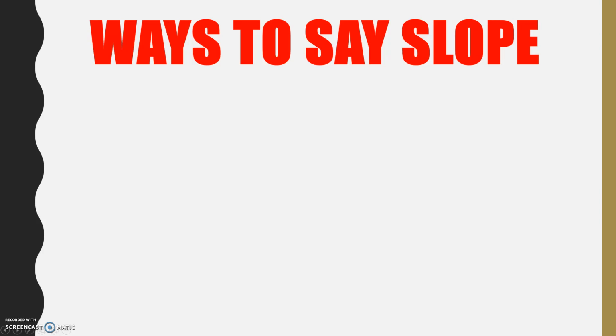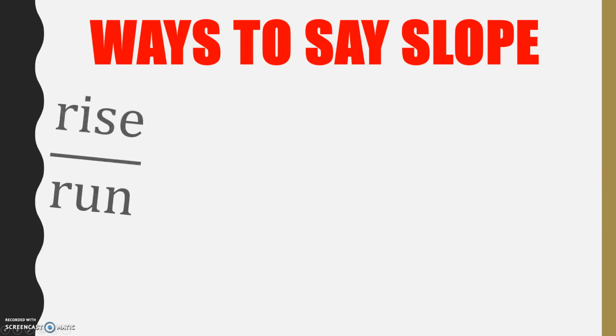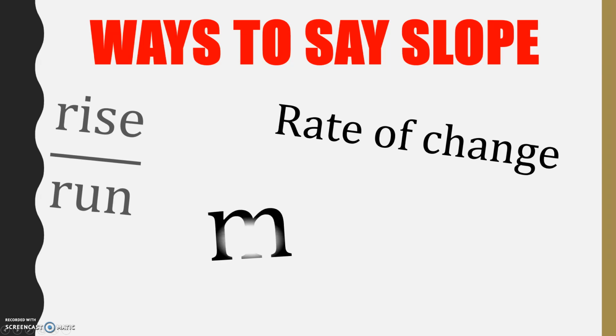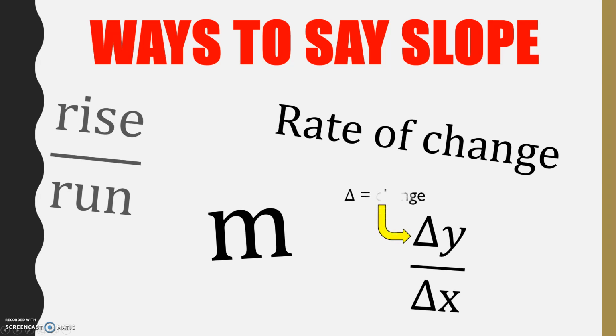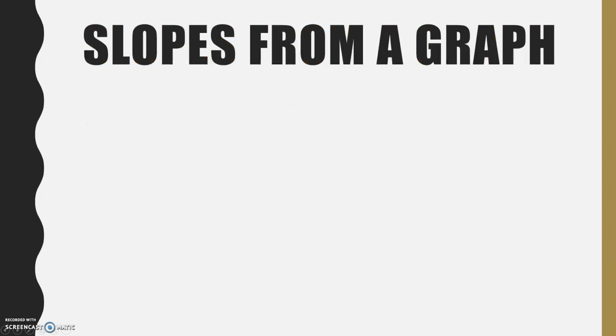So ways to say slope. You probably have heard it as rise over run. You can think of it as a rate of change. The letter M is used to represent it, and the change in y over the change in x. So today we are going to be focusing on how to calculate slope, and that's all.